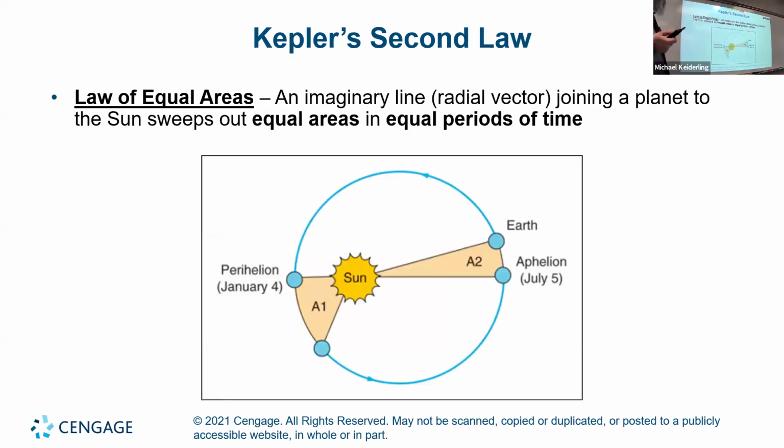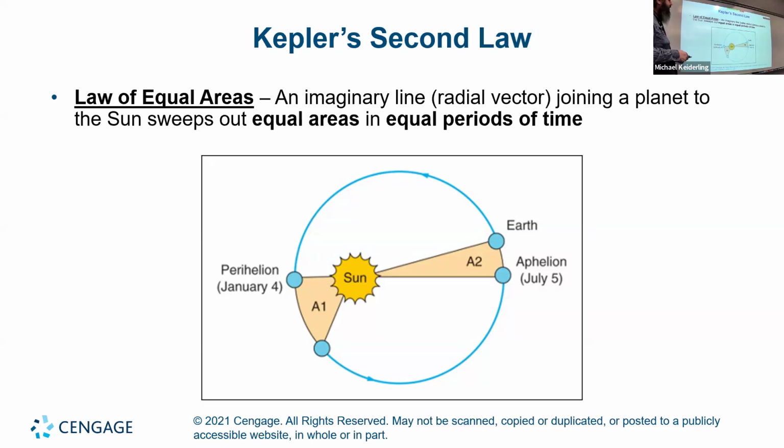Kepler's second law is about how the speed changes as you orbit around the Sun. So this is called the law of equal areas. Some imaginary line, if you draw a line from the Sun to the planet orbiting, will sweep out equal areas in equal periods of time. What that means is that you travel faster when you're closer to the Sun and slower when you're further from the Sun.